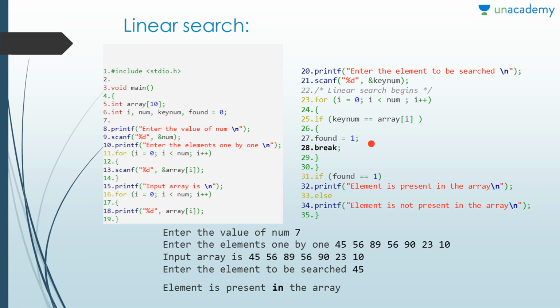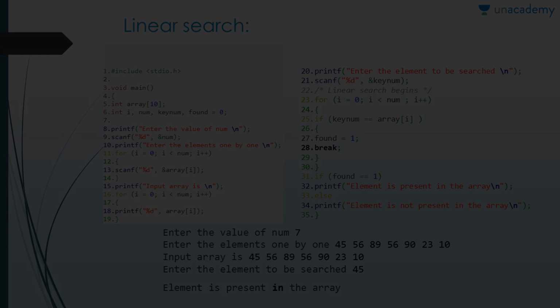If the key, the num specified, is equal to the array of i, then it will set found equal to 1. And if found is equal to 1, then printf element is present in the array, and if the element is not present in the array, it will print that the element is not present in the array. See, this is not a complex program. You only have to practice code, only code, right? So as you see here, this is the output.